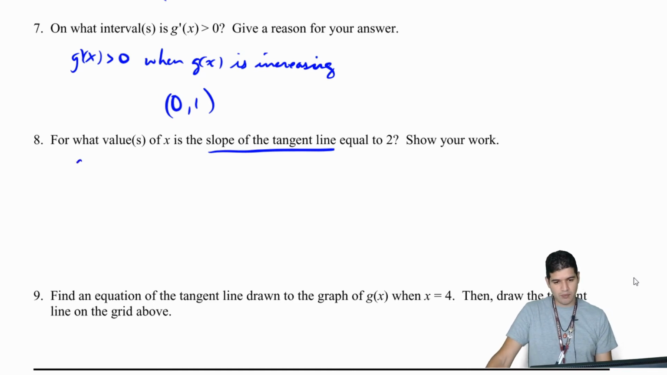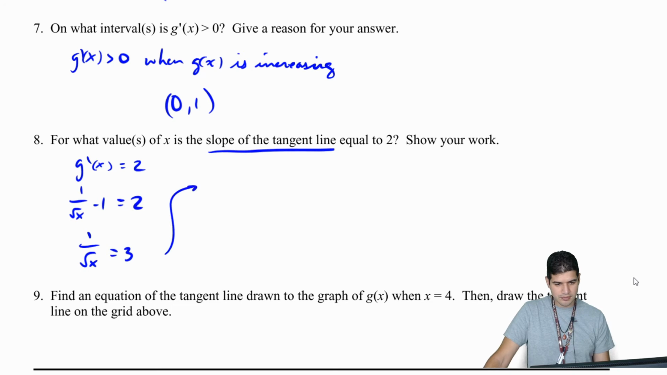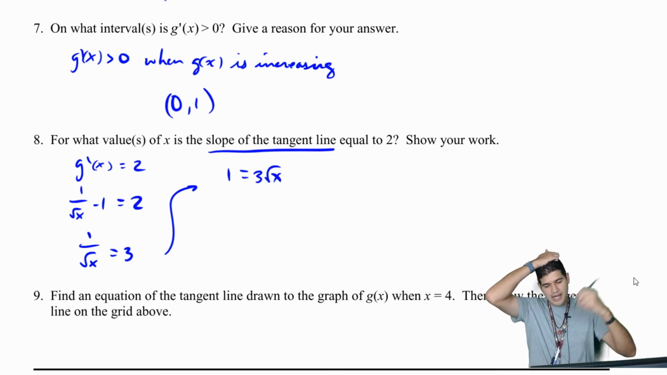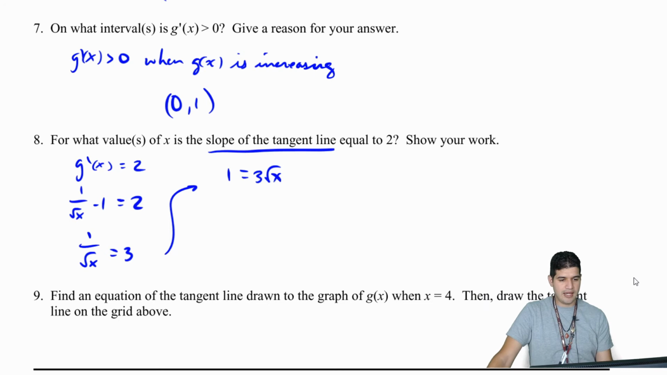So we want to see, okay, when is g prime of x equal to 2? Well, g prime of x is 1 over the square root of x minus 1, equal to 2. So I'm going to add 1 to both sides. So 1 over square root of x equals 3. Let's keep this going over here. And so I'm going to multiply by the square root of x. So 1 equals 3 times the square root of x. Let's divide by 3 now to isolate that radical term. So 1/3 equals the square root of x.